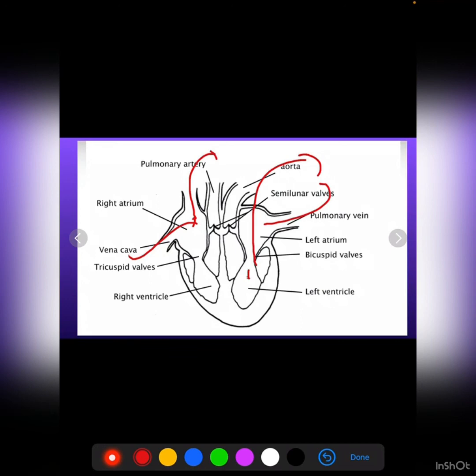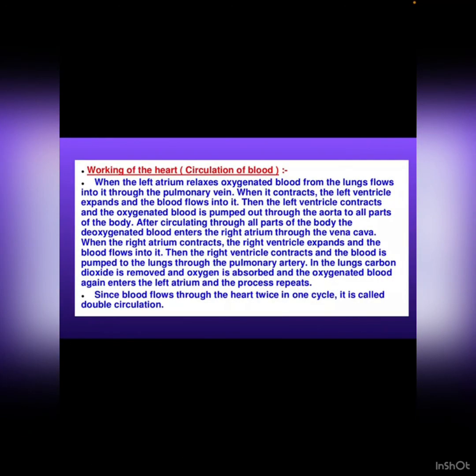In the lungs, the carbon dioxide is removed and the oxygen is absorbed. And the oxygenated blood again enters the left atrium and the process is repeated. Since the blood circulates through the heart twice in one cycle, it is called double circulation.